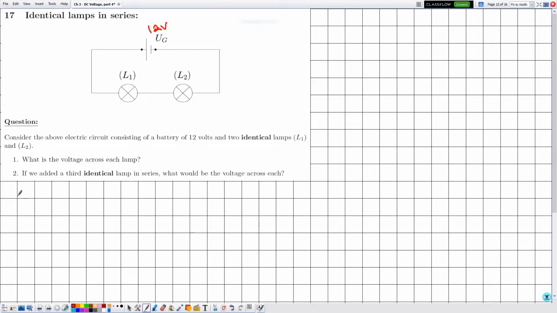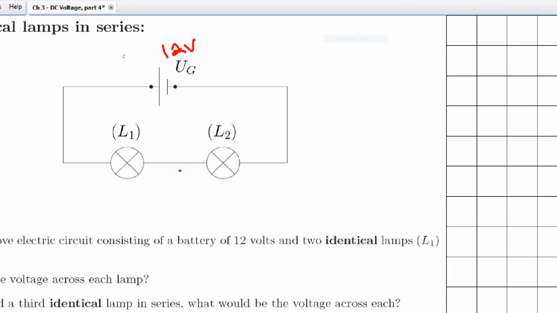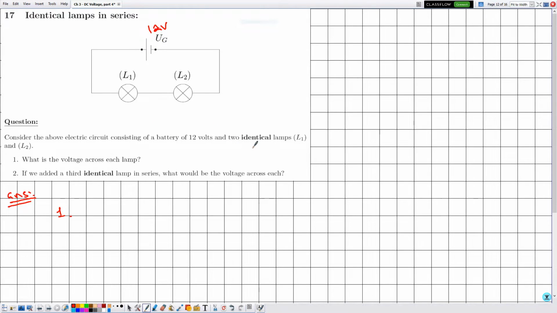Okay, so number one, let's answer the following questions. Number one, they are telling me what is the voltage across each lamp. Now here in this case, because these two lamps are in series, we can apply the law of addition of voltages, and we say that UG is equal to UL1 plus UL2. So the sum of the voltages of these two lamps must be equal to that of the battery. But moreover, the two lamps are identical, which means that they are exactly the same.